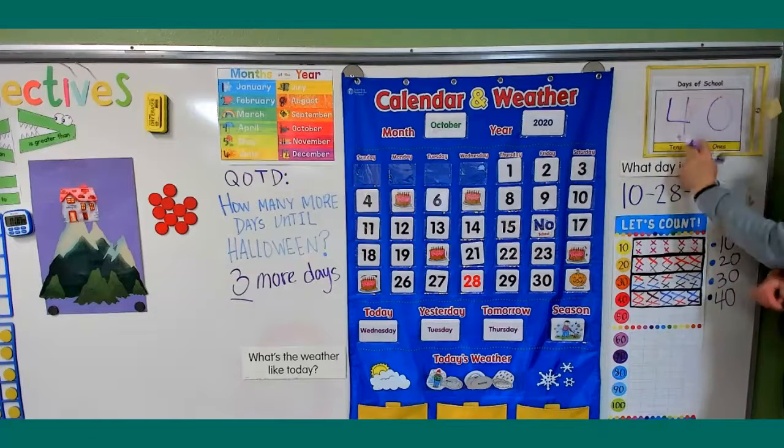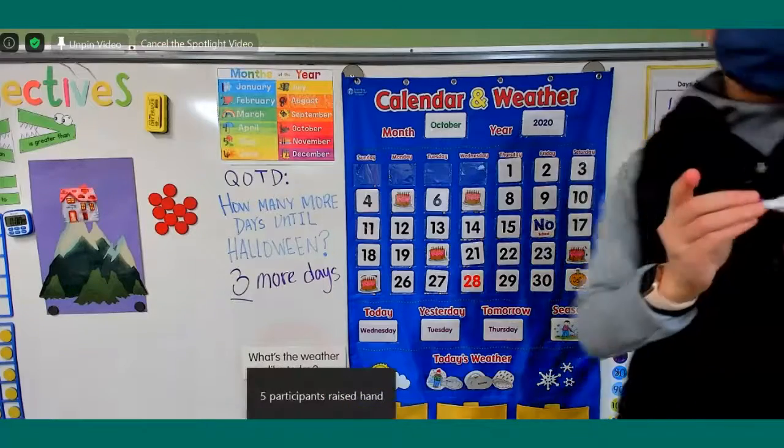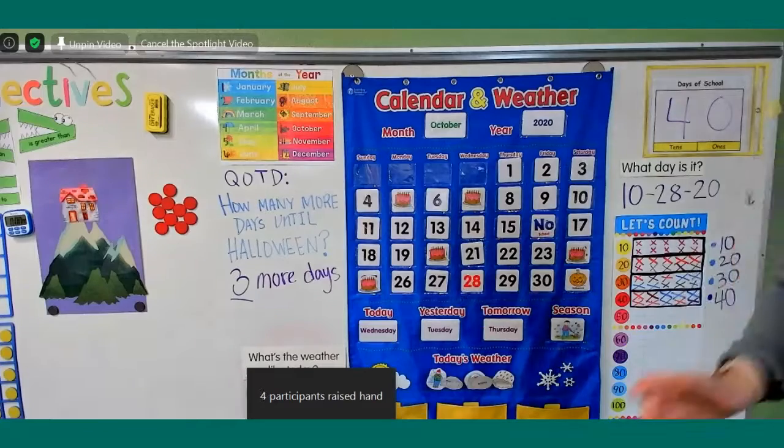Good job. The 4 stands for 4 groups of 10. The 0 stands for 0 little ones. So this next 10 frame, we haven't put anything in it, and that's why it's a 0. Good job, Naomi. All right, what's the weather like today?